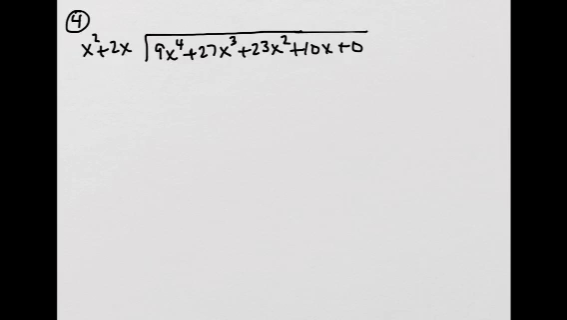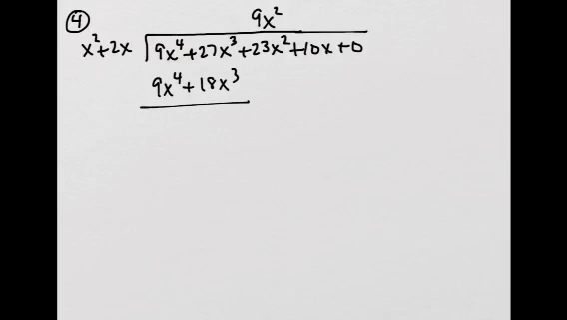Alright, so for number 4, I forgot the page number, but it's number 4 on the second to the last page. And so you ask, and notice I added a placeholder right here, 0, because there was no constant in the dividend. So then you ask yourself, what do you have to multiply x squared by in order to get 9x to the 4th? So that would be 9x squared. Okay, so you multiply, gives you 9x to the 4th. 2x times 9x squared gives you positive 18x cubed.